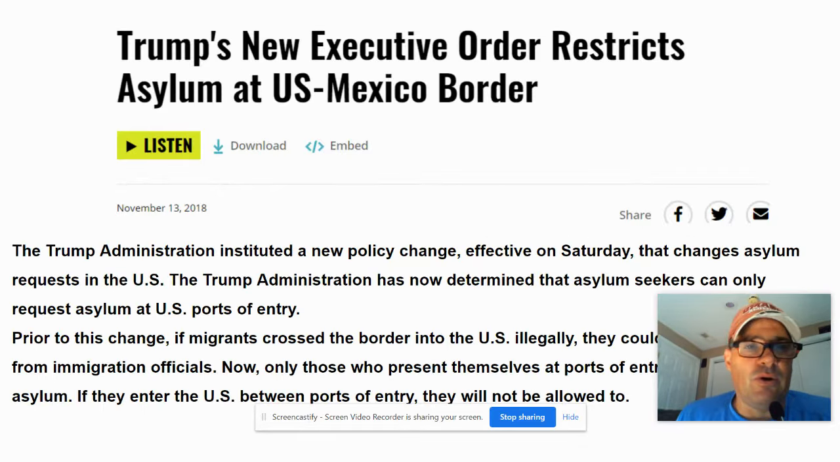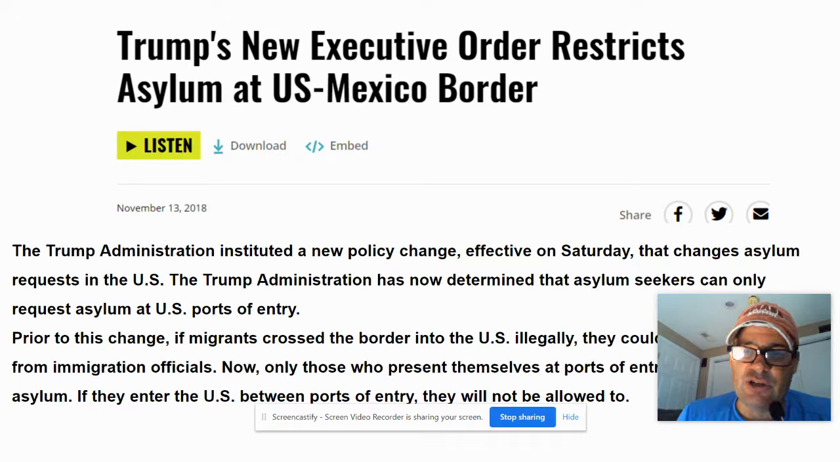This is an example: Trump's new executive order restricts asylum at the U.S.-Mexican border. This is from 2018, a new policy change effective Saturday that changes asylum requests in the U.S. Asylum means you come to the U.S. and say, I fear for my life, and so I want to be able to stay. It allows you to go outside the normal immigration process where you have to wait in line until the U.S. tells you you can come.